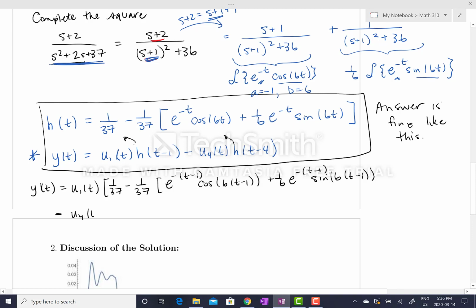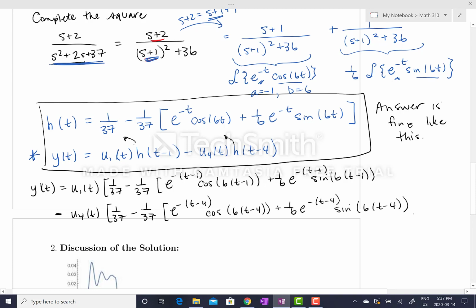u4 of t times this whole guy again with t minus 4. So that's 1 over 37 minus 1 over 37, and then all this multiplied by e to the minus (t minus 4) cosine 6(t minus 4) plus 1/6 e to the minus (t minus 4) sine 6(t minus 4). There it is.